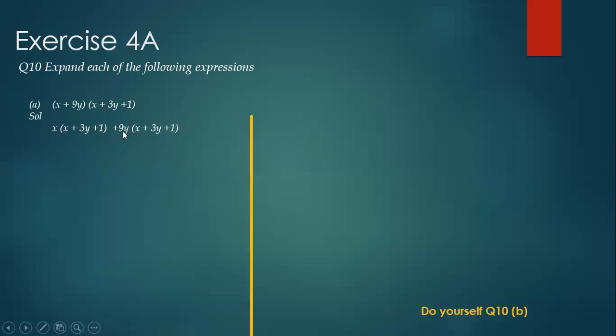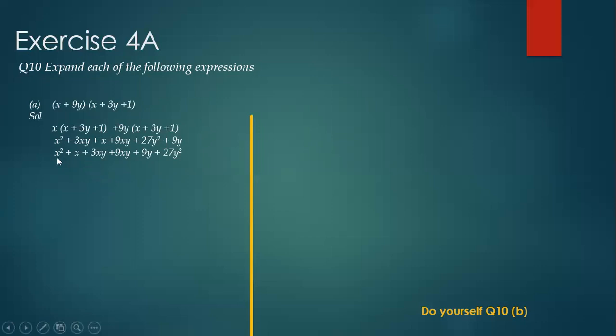Similarly, plus 9y times x gives you plus 9xy. Plus 9y times 3y gives you plus 27y square. 9 threes are 27. Plus 9y times 1 gives you plus 9y. Now please arrange this in order, just like this.